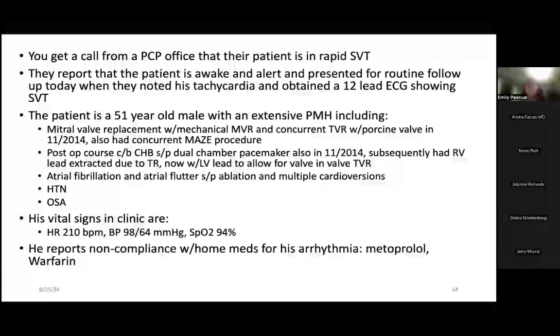The patient came in just for a routine follow-up visit when they noted his tachycardia while taking his vital signs. So they did a 12-lead EKG, which is on the next slide. This guy's 51, but he has a pretty extensive medical history.